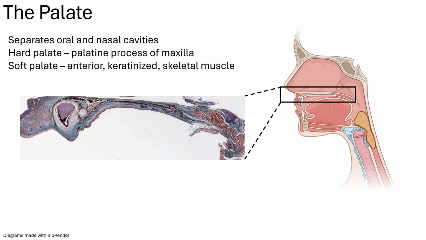The palate separates the oral and nasal cavities, preventing food from entering the nasal cavity during eating. The palate's an extension of the maxilla, the upper jawbone, and there's also like a flap of keratinized tissue.